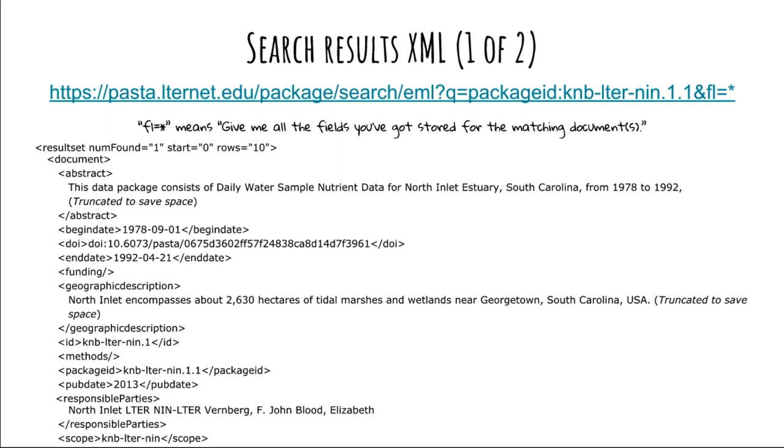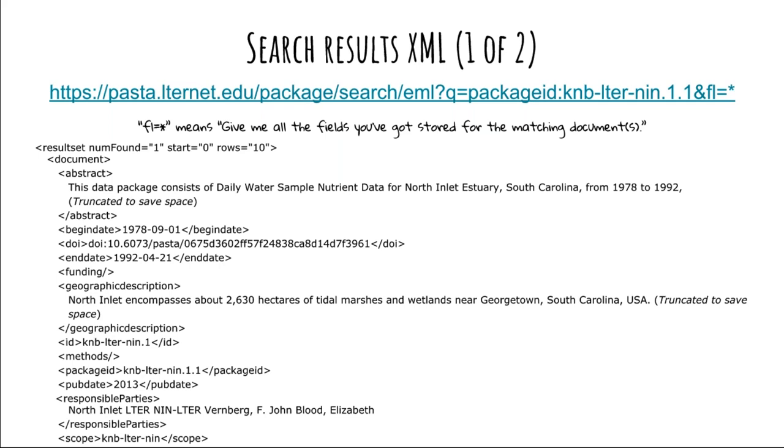Let's look at the search results that come back from PASTA+. In this example query, I've asked q equals packageid:knb-lter-nin.1.1. That's a North Inlet LTER data package with identifier 1 and revision 1. So it's one very specific data package I'm asking for. And my second parameter is fl equals the wildcard asterisk. So in this case, I'm asking for all fields available for one data package. I'm saying, give me everything you've got stored for that one document. And as expected, numFound is 1 in our result set. So the outer element of this XML is called the result set element.